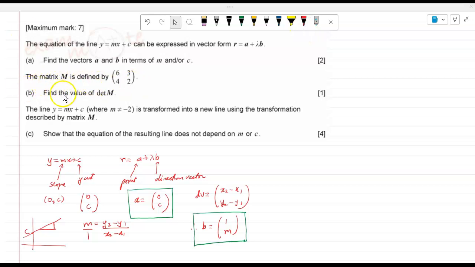Your matrix M is defined. Find the determinant of M. That's easy to do. How do you find the determinant of M? I'm writing it up over here. So your determinant is AD minus BC, 6 into 2 minus 4 into 3. So that's 0. Correct?